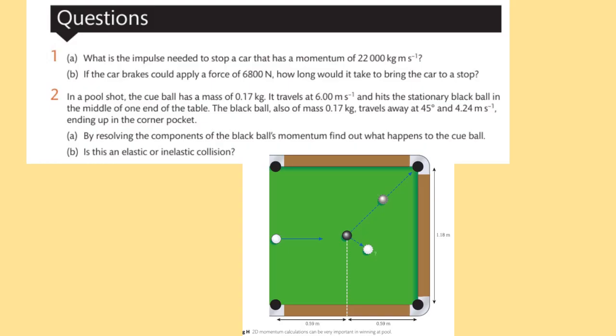Okay, so question number 1. What is the impulse needed to stop a car that has a momentum of 22,000 kilograms meters per second? And then, if the car brakes could apply a force of 6,800 newtons, how long would it take to bring the car to a stop?